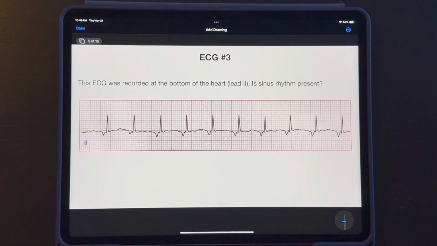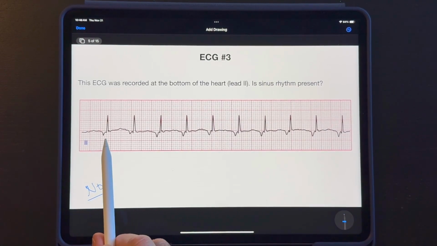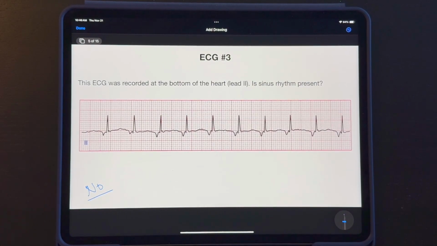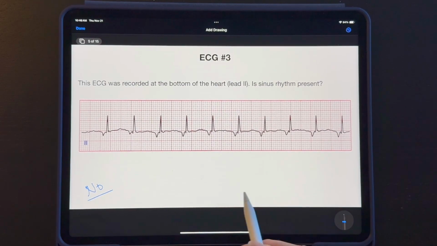ECG number 3 was recorded at the bottom of the heart, lead 2. Is sinus rhythm present? No, a sinus rhythm is not present because the P waves in the lead at the bottom of the heart, lead 2, are negative and inverted. Sinus rhythm is indicated by positive or upright P waves at the bottom of the heart, lead 2, and negative or inverted P waves at the top of the heart, lead AVR.